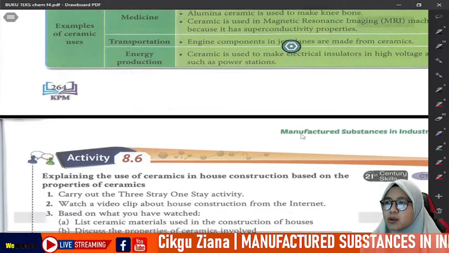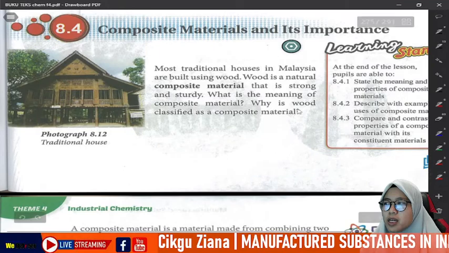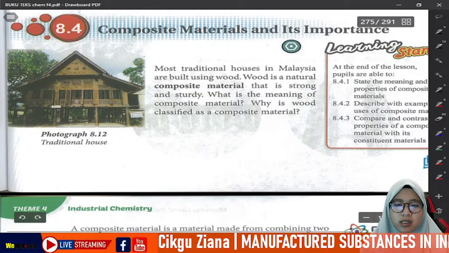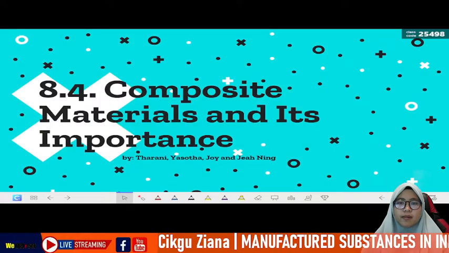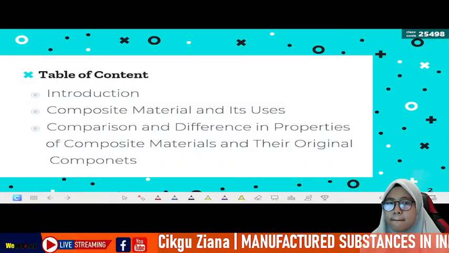This is the example of ceramic, kawan kamu dah bentang tadi. So we go to the composite material and its importance. Okay, this is Tarani's group. We show it first. Okay, 8.4 composite materials and its importance. In this subtopic, we have composite materials and its uses, comparison and differences in properties of composite materials and their original components.